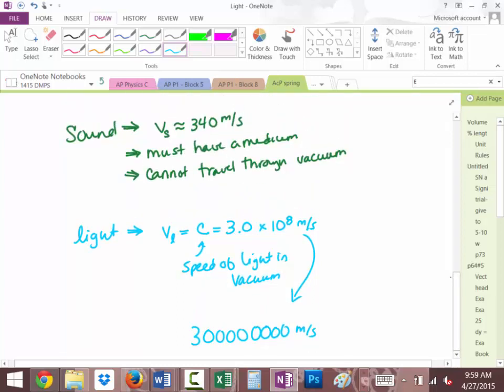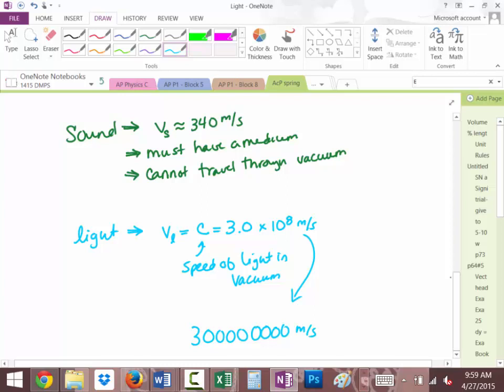Does light need a medium to travel through? Is it a wave? Let me ask that first. Yeah. Light is a wave, right? Sure, I guess, yeah. Does it need a medium? No. What evidence do you have that it doesn't need a medium? You can see the sun. Yeah, you can see the sun. It's a good thing, right?